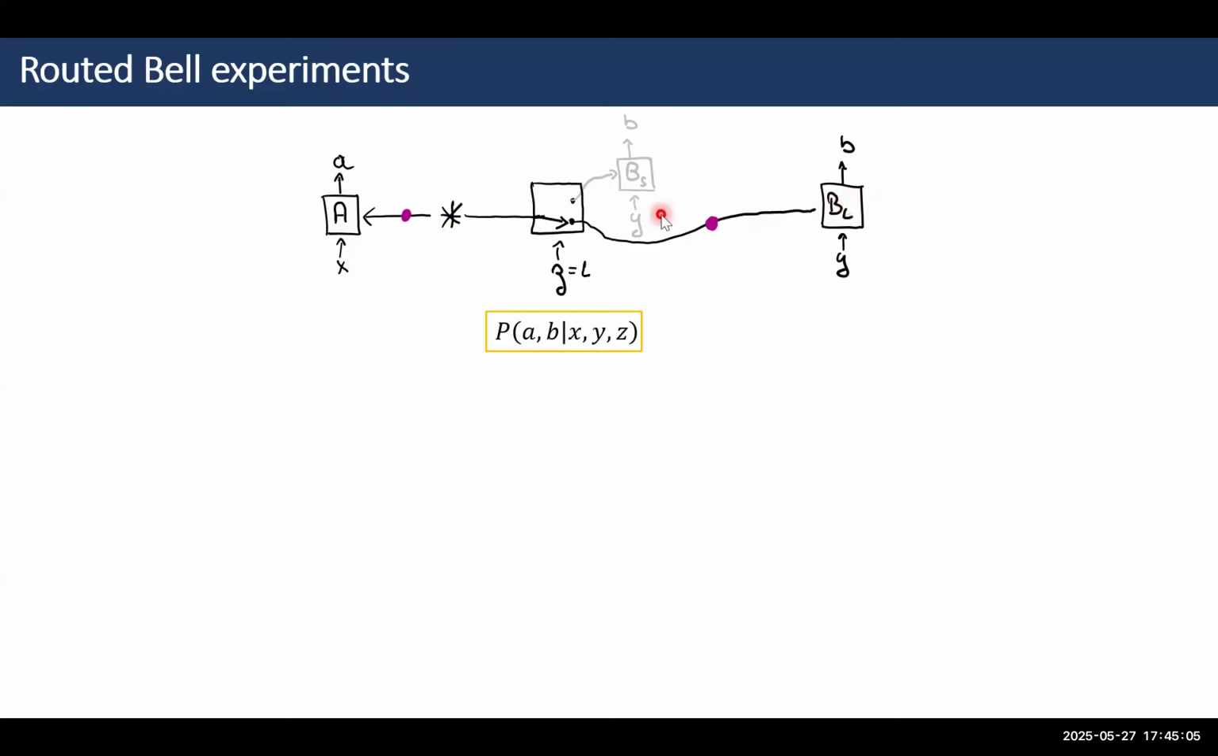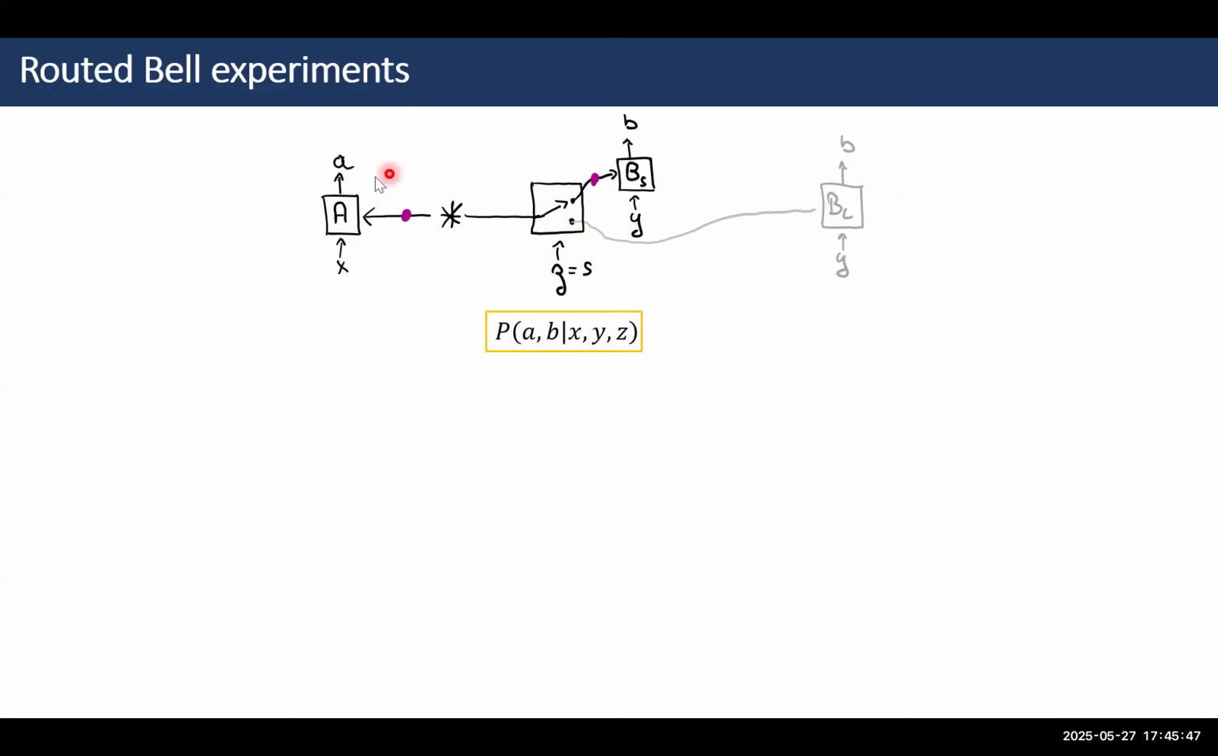And this choice is controlled by some classical input z, which can take the value s or l. So if s is selected, we route the particle to the close device. If z is l, we route the particle to the device which is far away. And this additional measurement device and this additional switch that routes the particle, it's untrusted. So as in a standard Bell scenario, these are black box devices whose internal behavior is not assumed to be trusted.